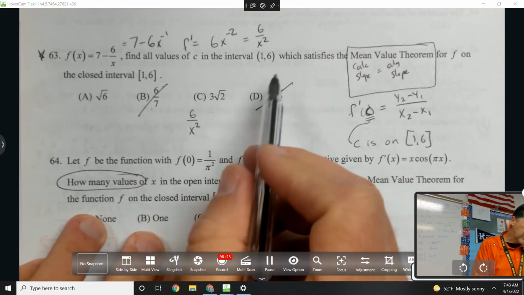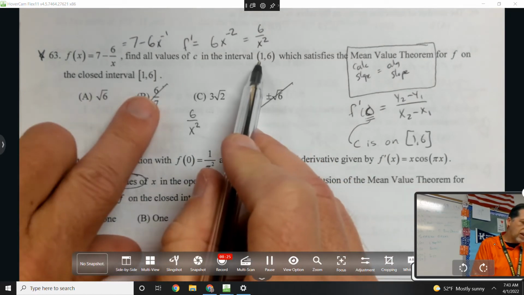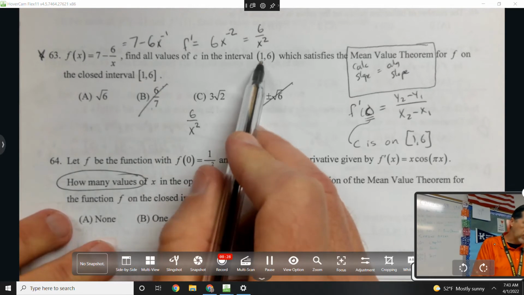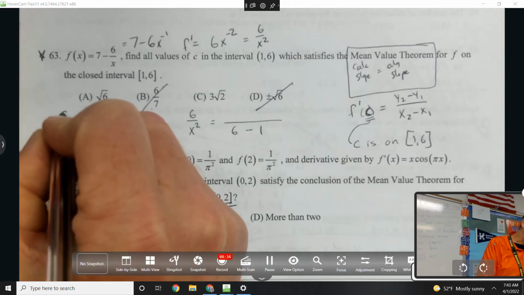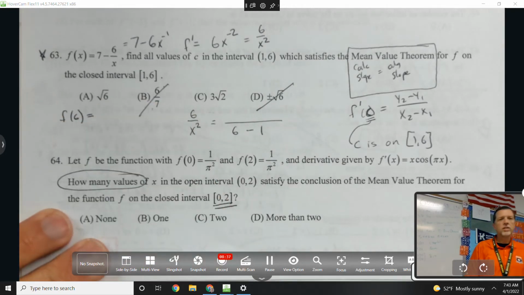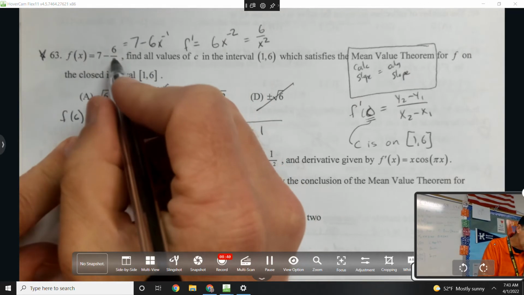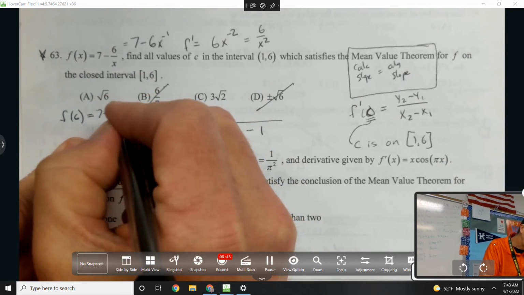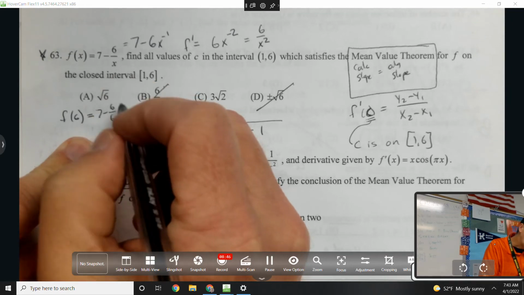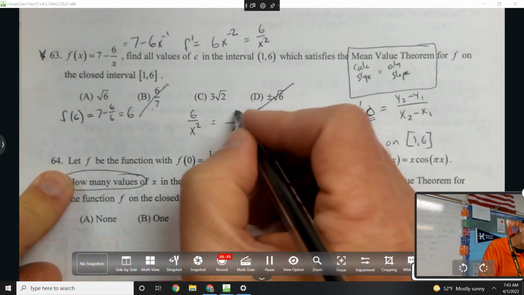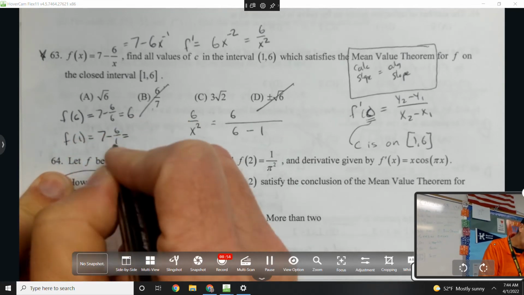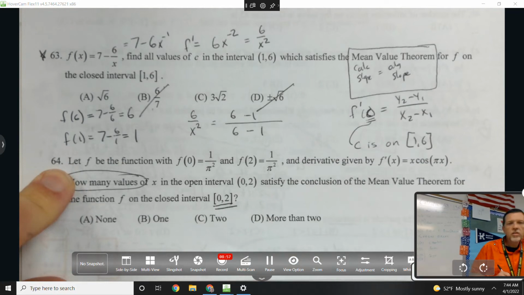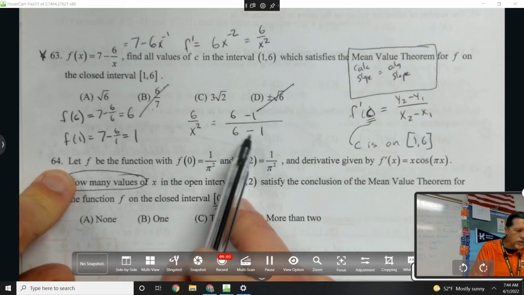My algebra slope is going to take a little work because I need to find f of 1 and f of 6. I got my x values, 6 minus 1, but I need my y values. So f of 6, 7 minus 6 over 6. 7 minus 1 is 6. And then f of 1, 7 minus 6 is 1. So that worked out kind of nice. So calculus slope equals algebra slope.